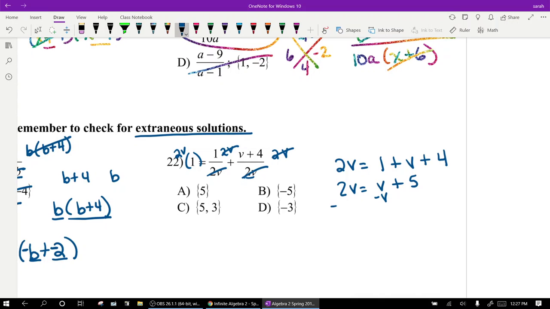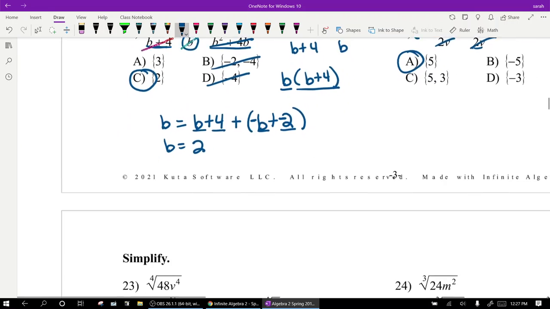Subtract v from both sides. That leaves me with 1v is equal to 5. So for number 22, the answer is A. 23.